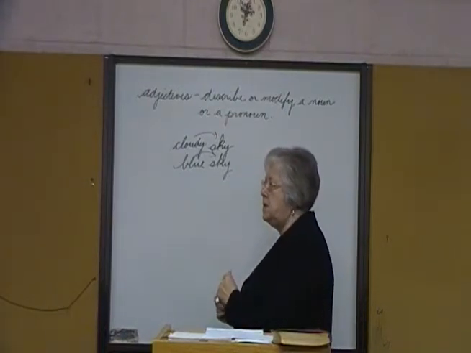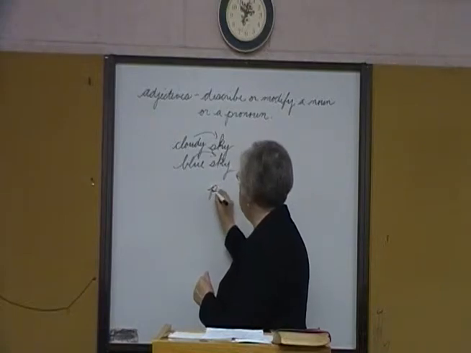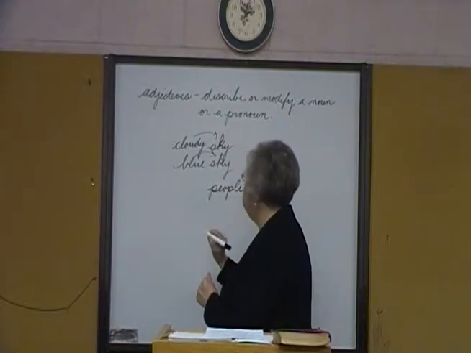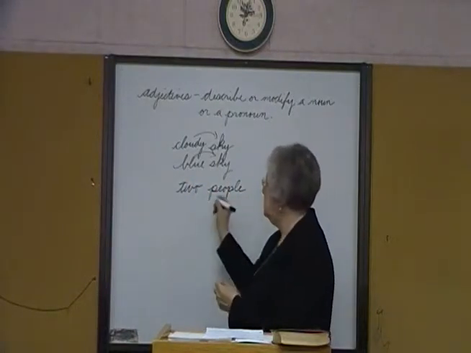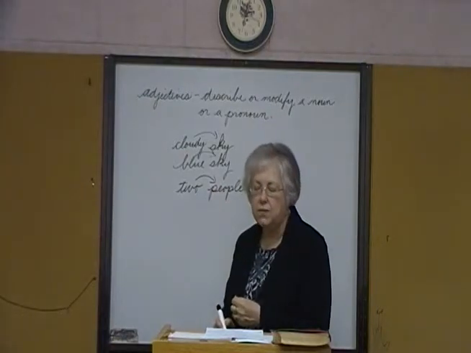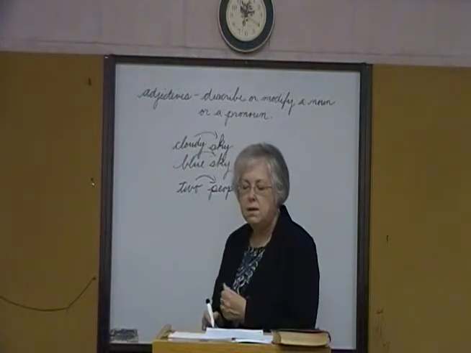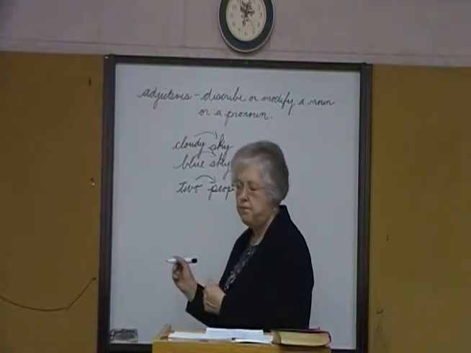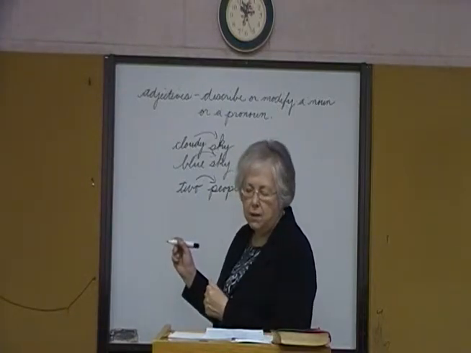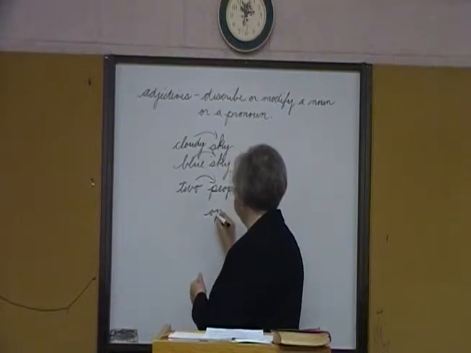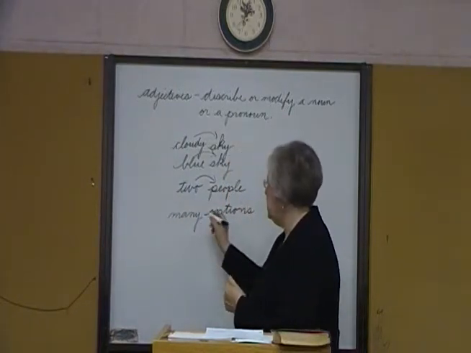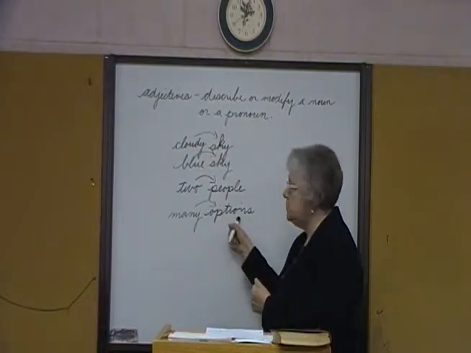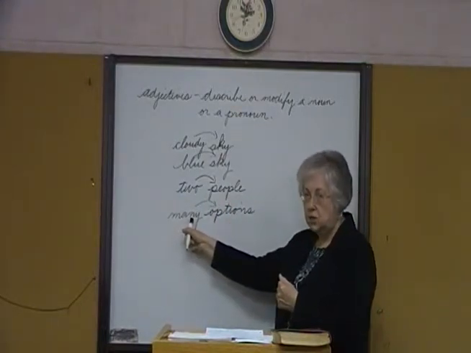Let's take a look at some other examples. Let's use the noun people. All right, let's definitely make it, and now we have two people. Two is an adjective and it's modifying people. Take a look at your handout. We have another one with options. And let's add a different one. Let's do many options. Options is a noun. Many is an adjective.